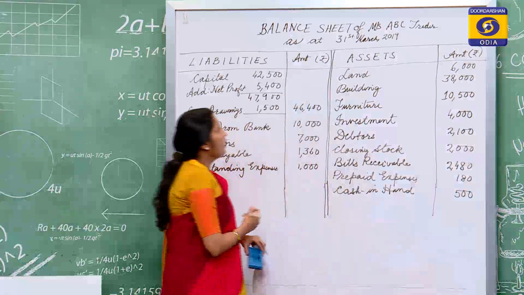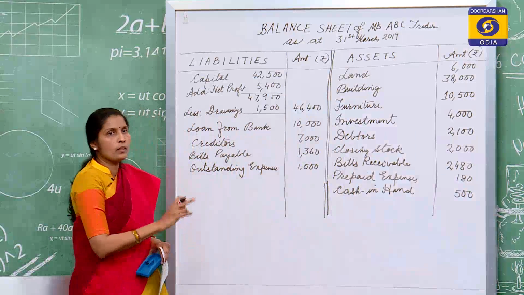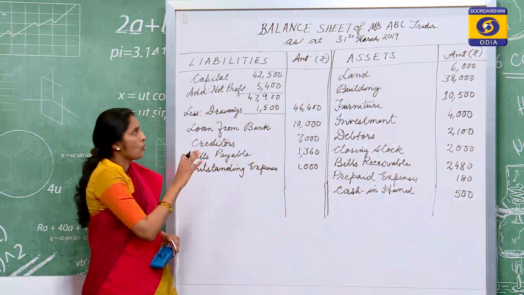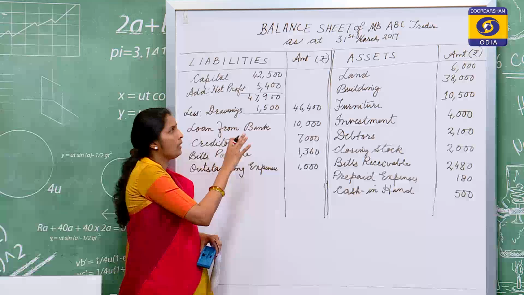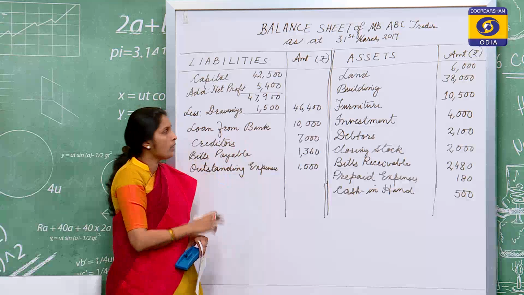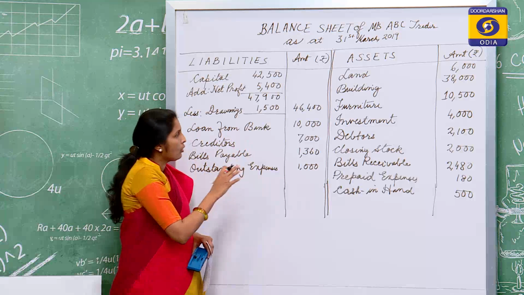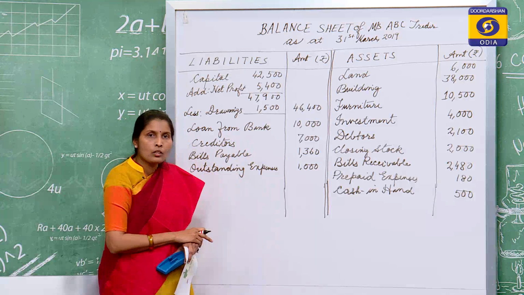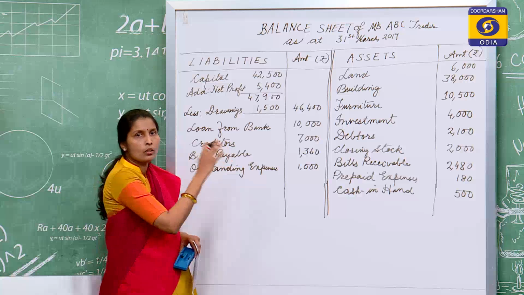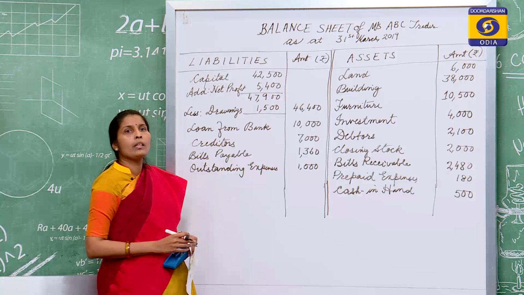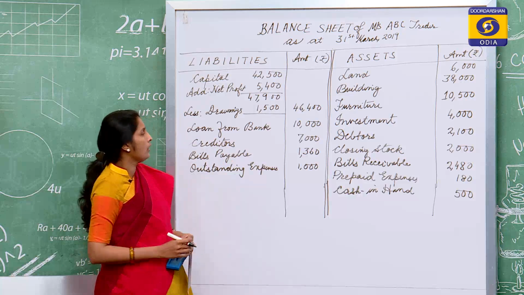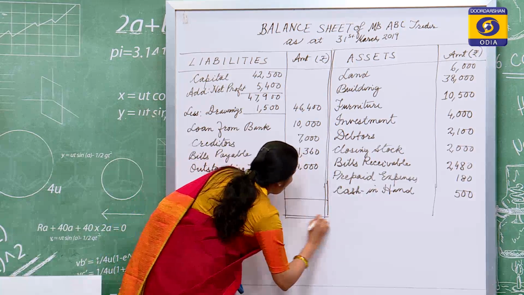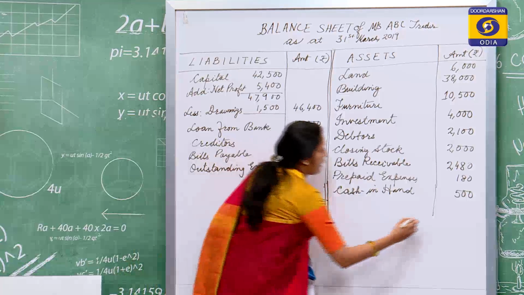So as you can see, all the items that were given to us, we have taken some to the liabilities and others to the assets. So all the properties, land, building, furniture, investments, debtors, then closing stock, bills receivable, prepaid expenses, cash in hand, they have all gone to the asset side. Now what we need to do is, we will do the totaling. So the total on the liability side and the total on the asset side.